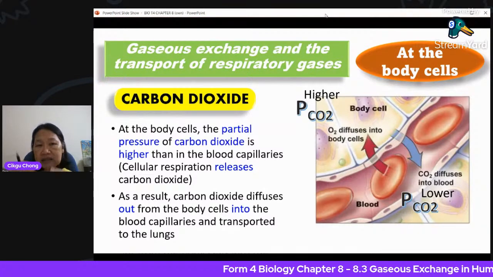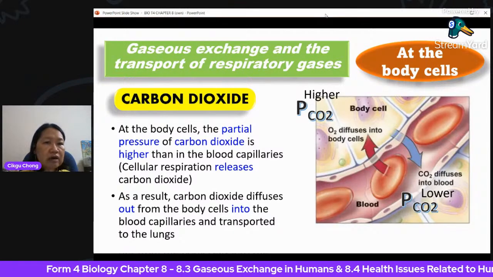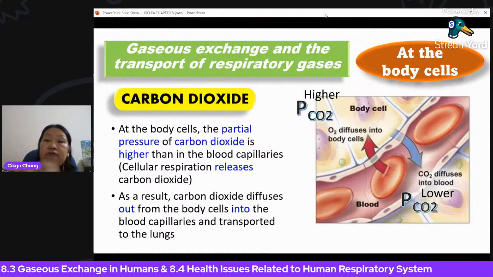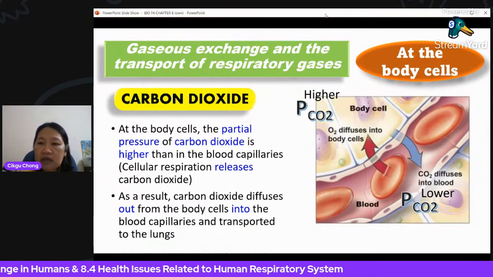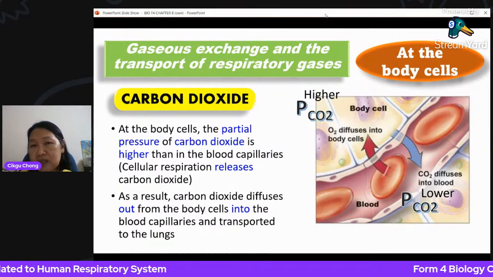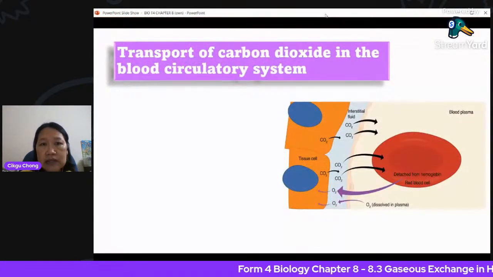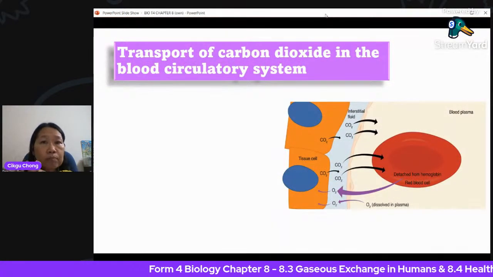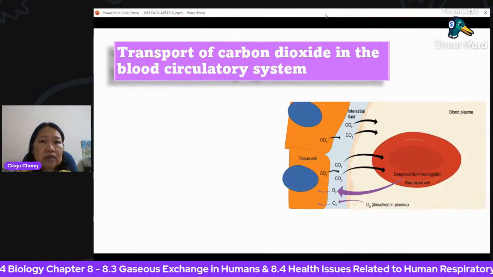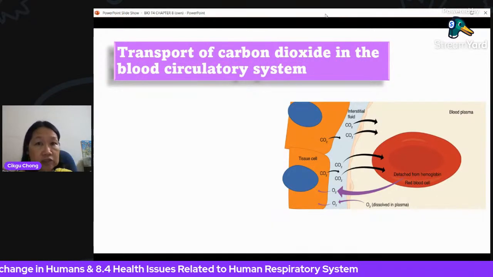All right, now another thing we need to learn after this is how carbon dioxide is transported in the body. We have learned earlier, in Form 3, that oxygen diffuses into the red blood cell, combines with hemoglobin and forms oxyhemoglobin. The majority of it, about 90 over percent of the oxygen, is carried in the form of oxyhemoglobin. So that is the oxygen storage.